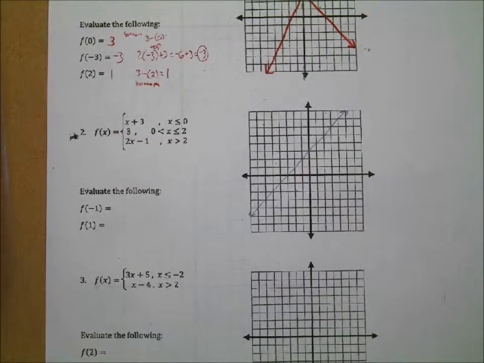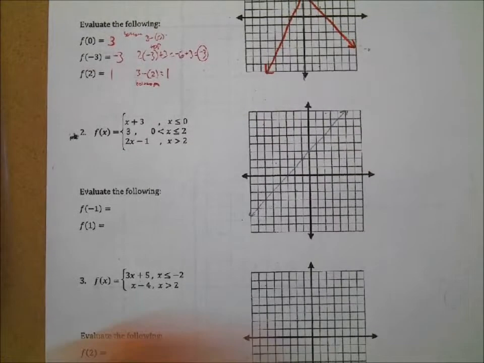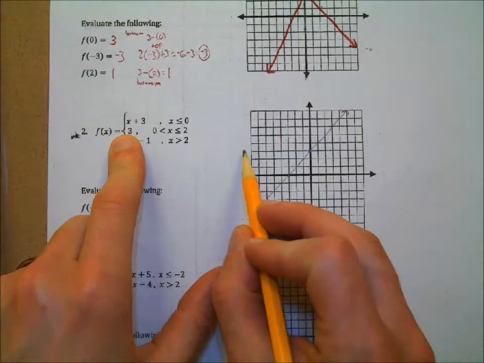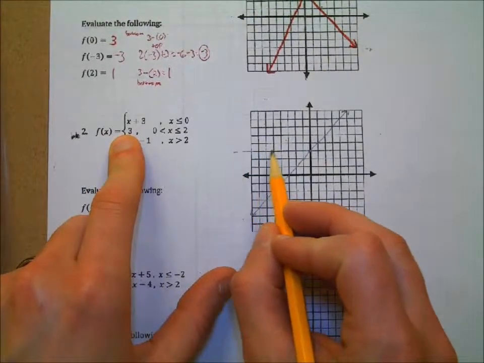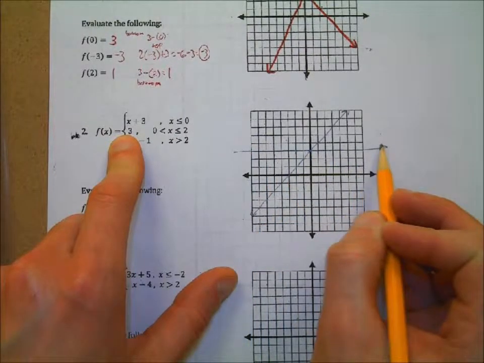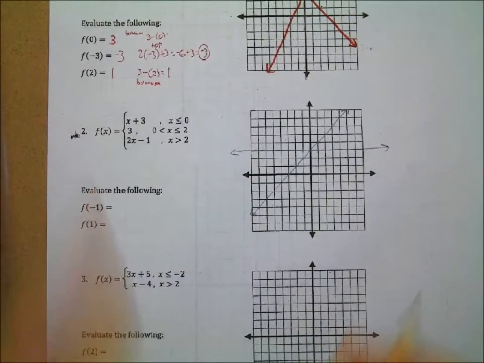Next one we're supposed to graph is 3. What's the graph of 3 again? It's a horizontal line through 3, right? This is like y equals 3 here. Y equals 3. So horizontal line through 3. So right here. There's a horizontal line through 3.